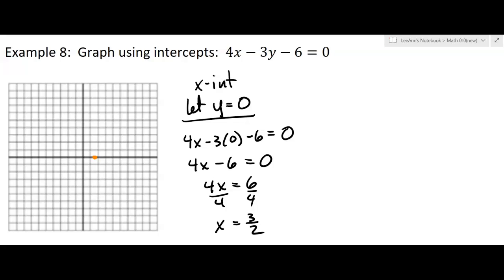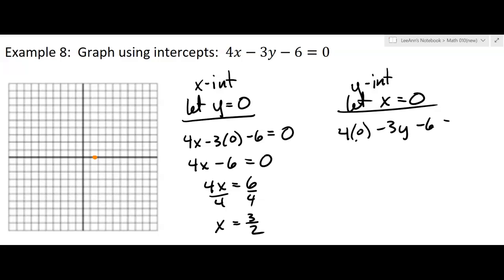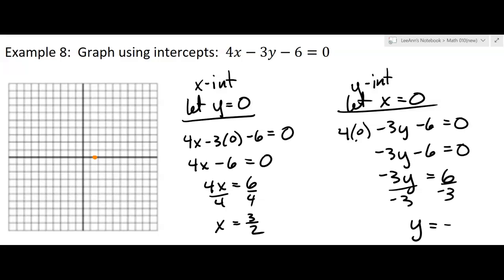Okay, now I want to find the y-intercept. So I'm going to let x equal 0. So I put 0 in for x. I get negative 3y minus 6 equals 0. Negative 3y equals 6, adding the 6 over. Divide both sides by negative 3, and I get y equals negative 2. So I go on the y-axis to negative 2, and that's going to be the y-intercept. So I have 2 points, and I can draw a line between those 2 points.